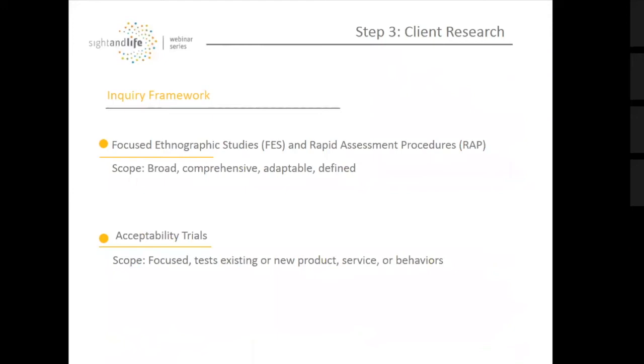Acceptability trials are very helpful if you're using rapid prototyping or iterative trials, and if you're adapting or adopting an intervention from some other country or geography. The disadvantage of acceptability trials is that they tend to miss the broader social environment because they're so focused on the innovation.